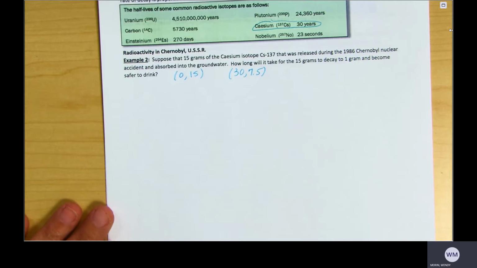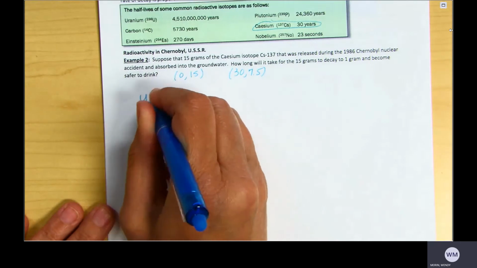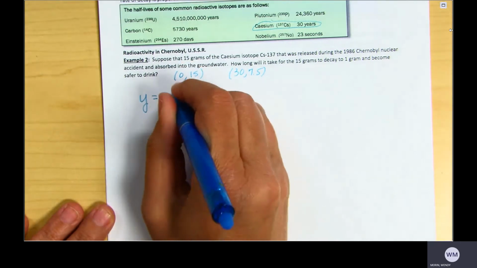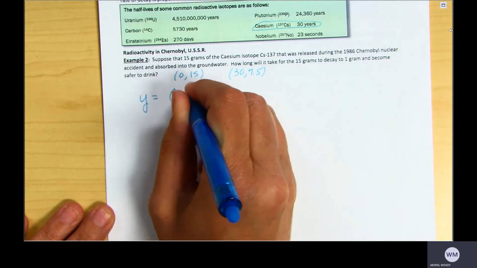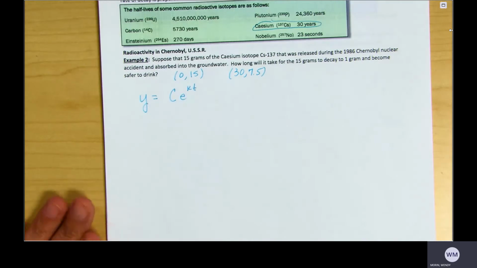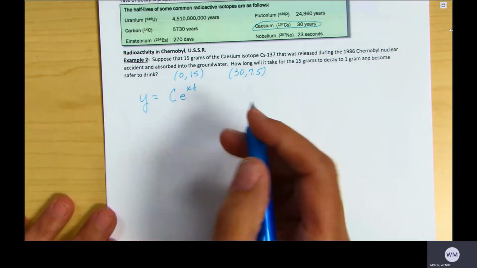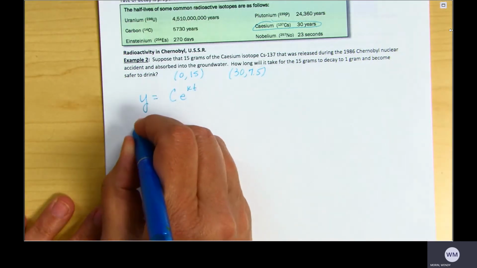7.5. Right? Half of what you started with. Okay. So again, we're going to use our equation, y equals c times e to the kt, because again, we're talking about exponential growth and exponential decay. So just memorize this, and it'll save you a lot of time.